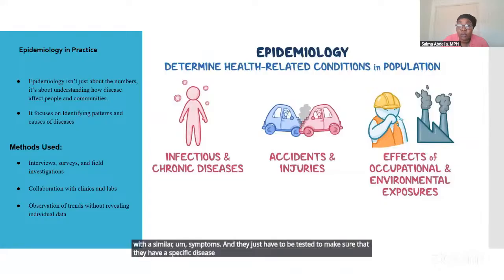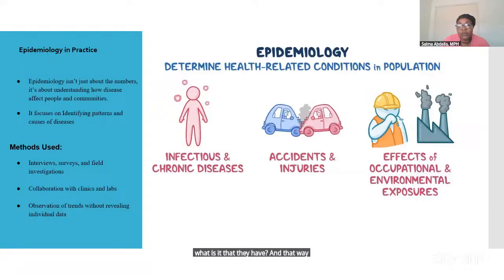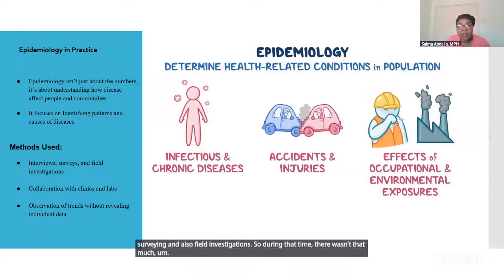So we first have to rule out what it is that they have, and that way we can make sure not a lot of people are getting that disease, so the disease is not spreading. Some of the methods that we used were interviewing, surveying, and also field investigations. During that time, there wasn't much field work being done, so I was working remotely.